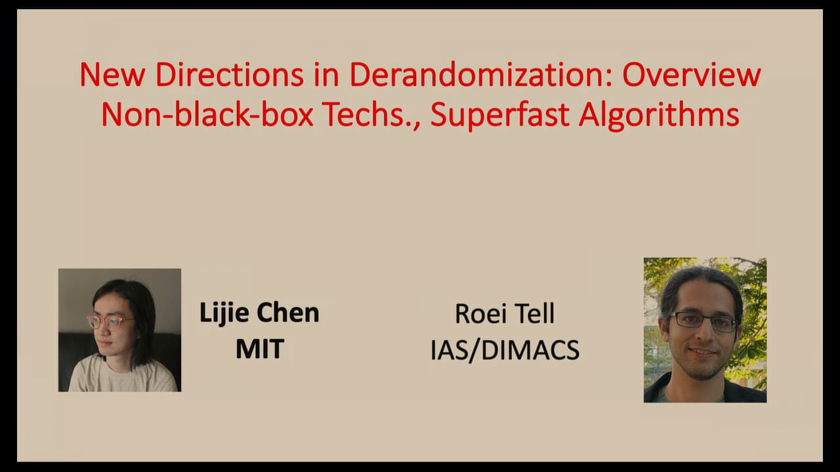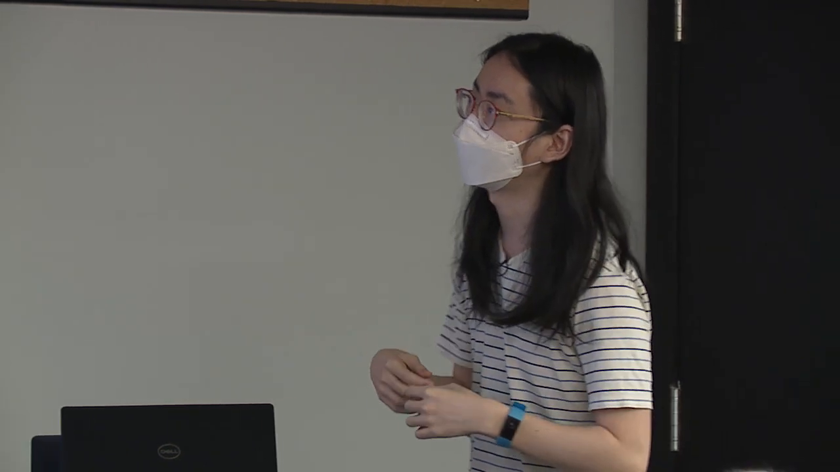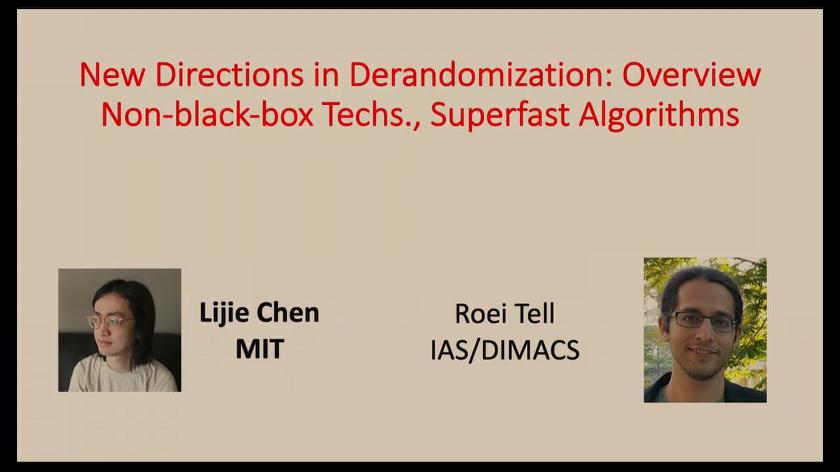So yeah, this is the first talk in the two talk series about new directions in derandomization. The next one will be given by Roy Tell. He's also here this afternoon. So the plan is first I will give you an overview about the results and some intuitions, and Roy next will give more proofs. That's the plan.